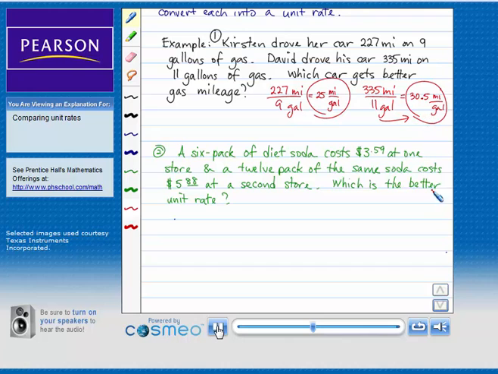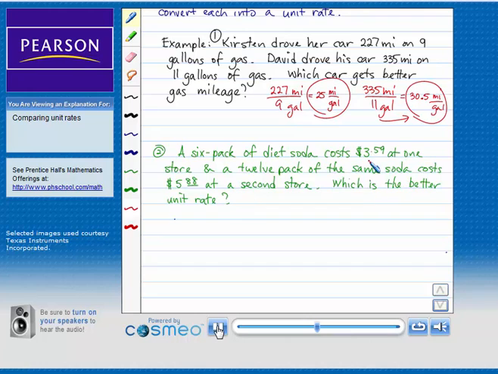All right, well, how about cost? That's another way. Look at a 6-pack of diet soda that costs $3.59 at one store, and that sounds like a fair price to you. But a 12-pack of the same soda costs $5.88 at a second store, and you want to know which one is the better cost per can of soda.